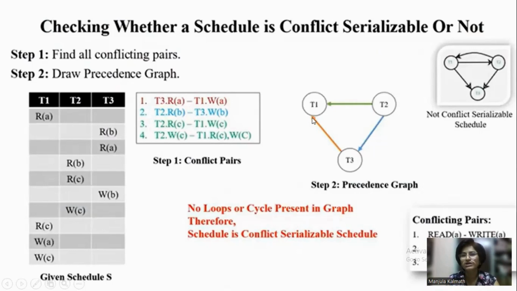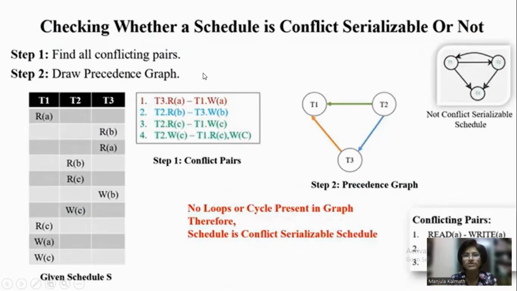So now there is no cycle formation. If we notice this, there is no cycle formation, so we say it is conflict serializable. This schedule is conflict serializable. If it has a cycle like this, anywhere showing cycle formation in the graph, then it is called not conflict serializable.